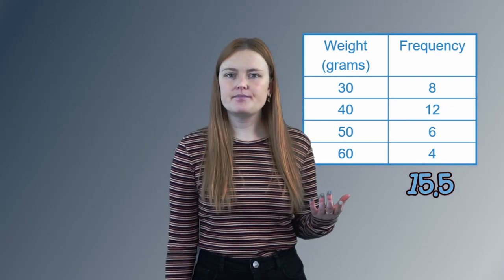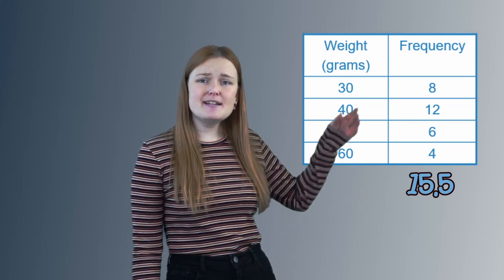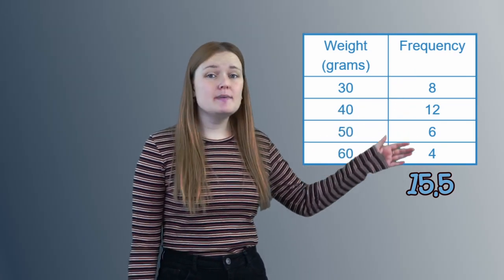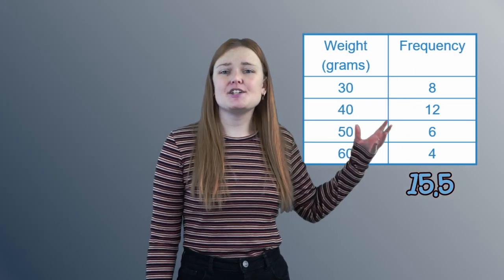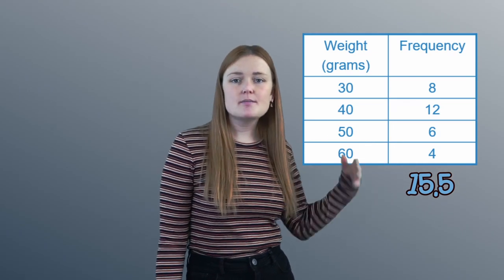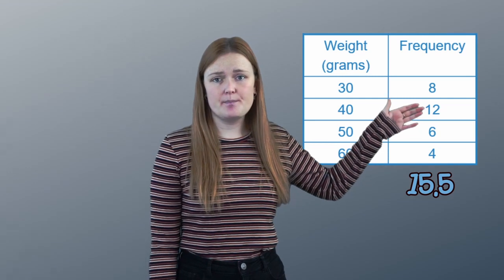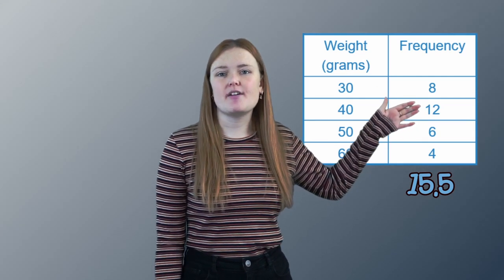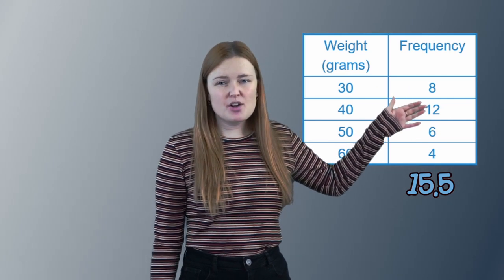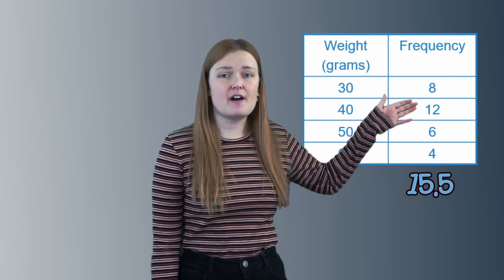So in my list, I need to count the 15.5th value, and that will be the median. So to find this, I'm going to deal with my data as cumulative frequency. That means I'm going to add it up as I go along. So I'm going to start at the top. There's 8 points in that data at the top. There's 8 apples that weigh 30 grams. So that's not my 15.5th value. I've not got far enough yet.